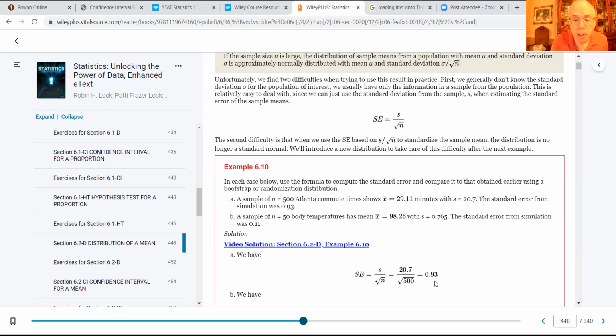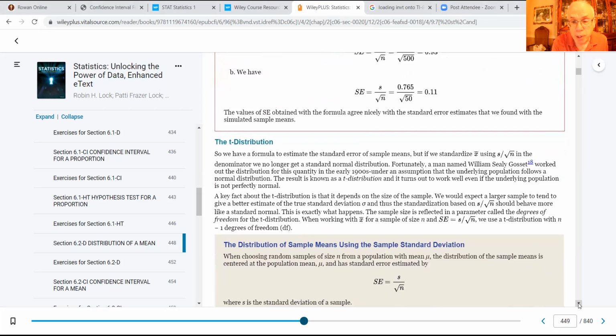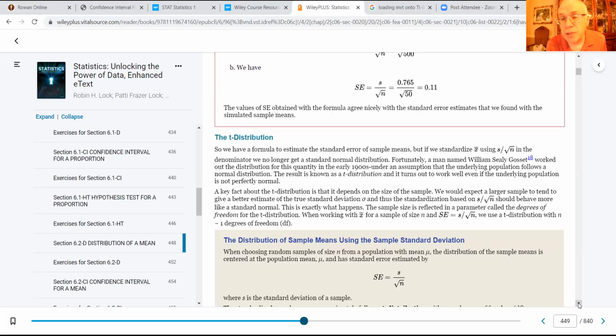Now, as I said a minute ago, if we use s instead of sigma, we can no longer use the normal distribution. We have to use a special distribution called the t-distribution. The t looks very much like a standard normal. It has a mean of 0. Now, its standard deviation is bigger than 1. It's not equal to 1. So it's a little bit different than the standard normal.